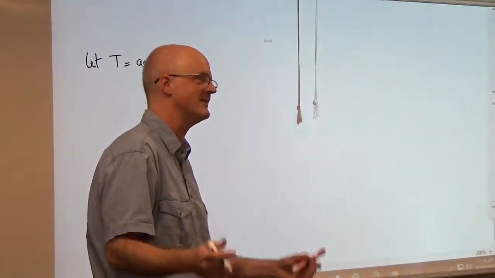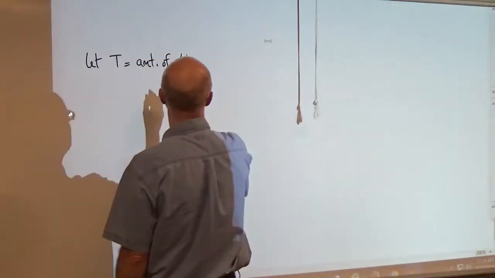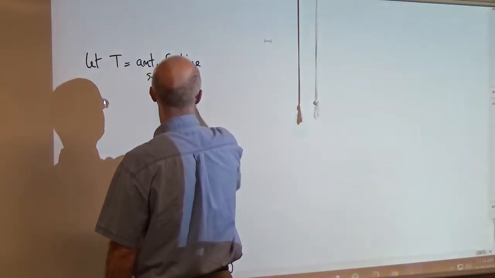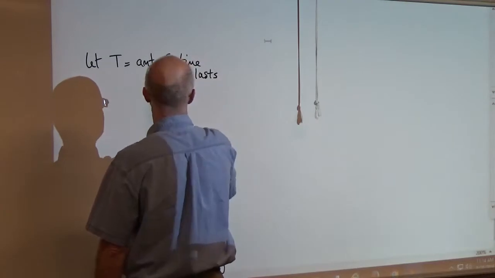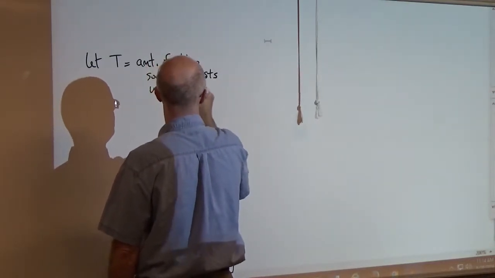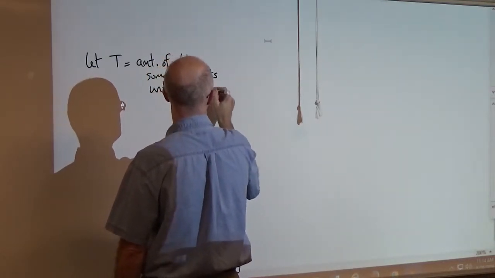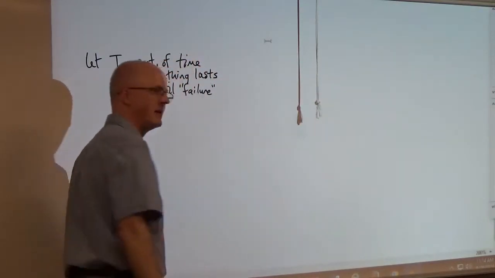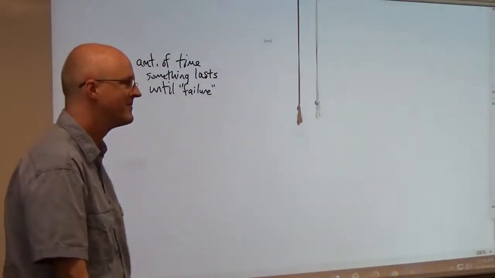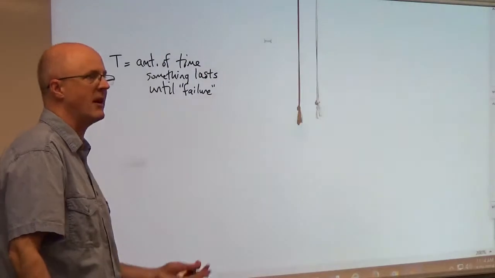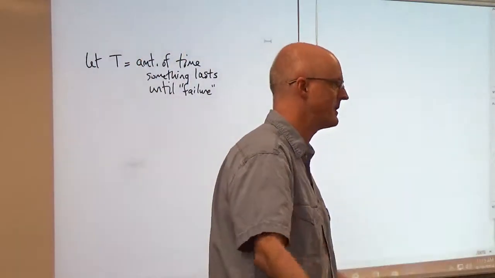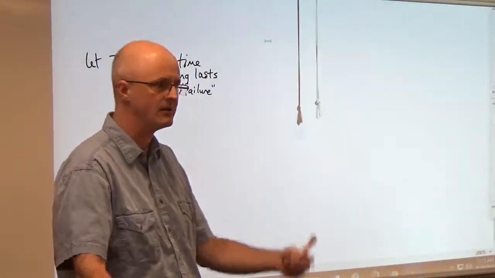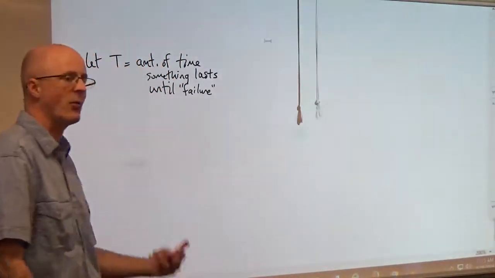How long will you live? The amount of time something lasts until failure. I'll put the word failure in quotes. Failure can mean a lot of things. Okay? So it's a random variable. Different people live different amounts of times. Different refrigerators last different amounts of times before they break down. Different cars do. So it's a random phenomenon.